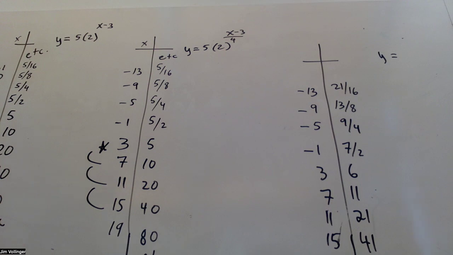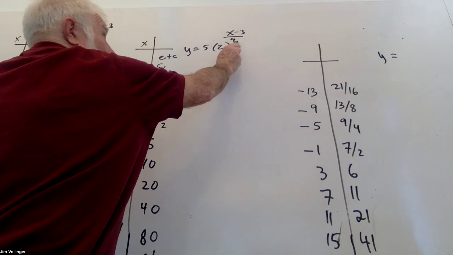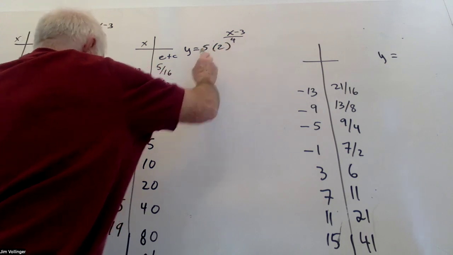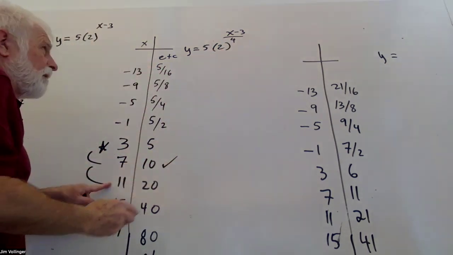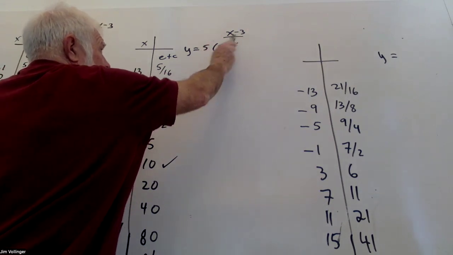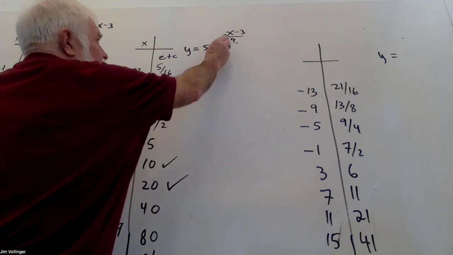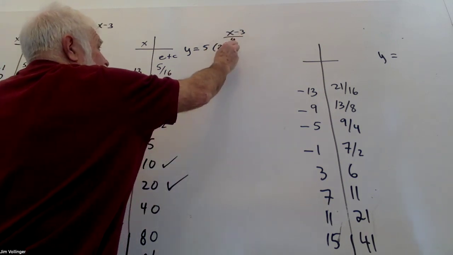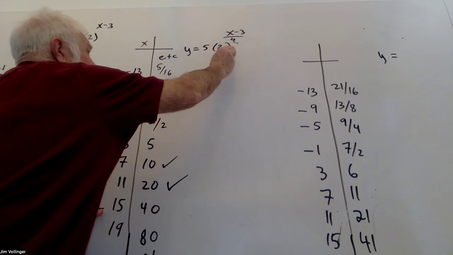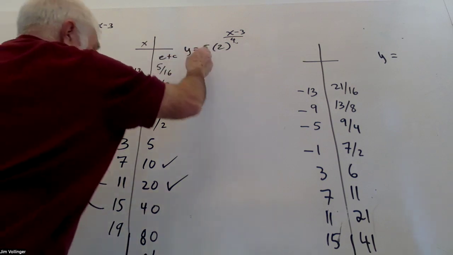Let's check it. Let's put a 7 in. 7 minus 3, 4 divided by 4, 1. 2 to the 1, 2 times 5, 10. Yes. Let's try an 11. 11 minus 3, 8 divided by 4 is 2. 2 squared is 4 times 5 is 20. Well, let's try one more. 15 minus 3, that's 12 divided by 4, that's 3. Yep, and that's exactly what it looked like over here. I jumped by 3 units. That makes it happen. 2 to the 3, 8 times 5, 40.